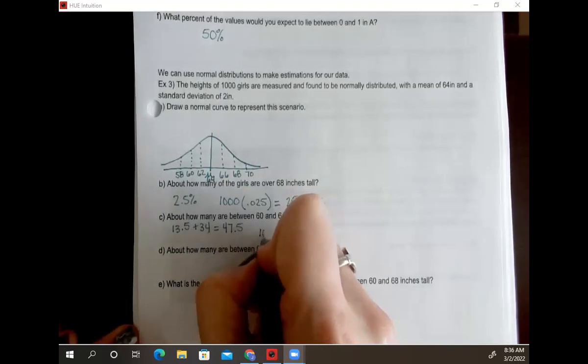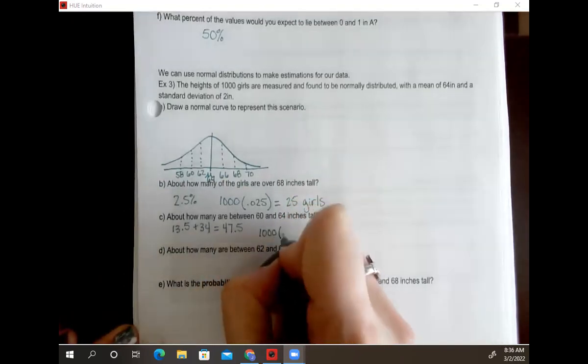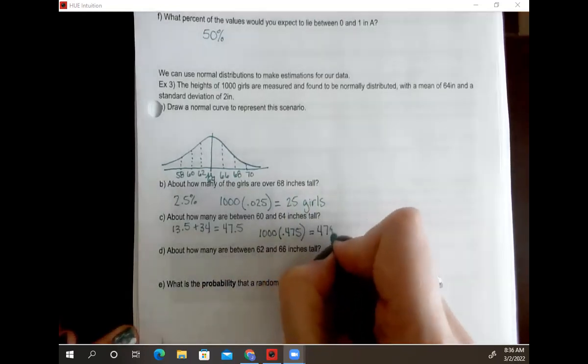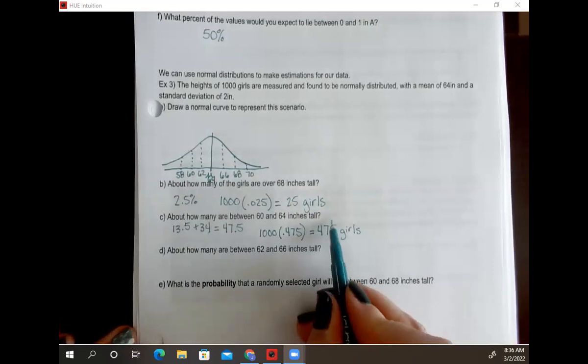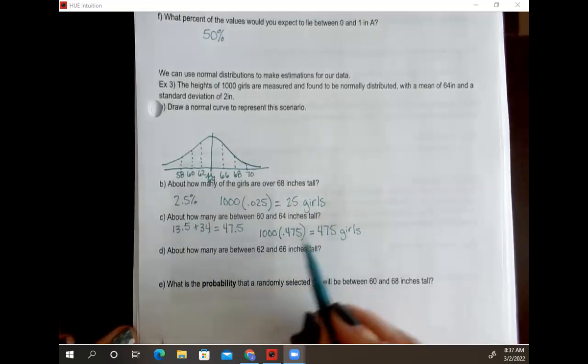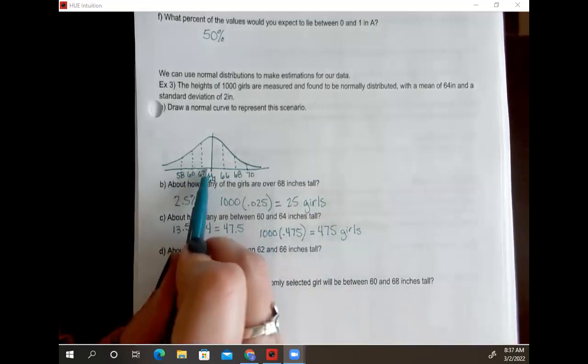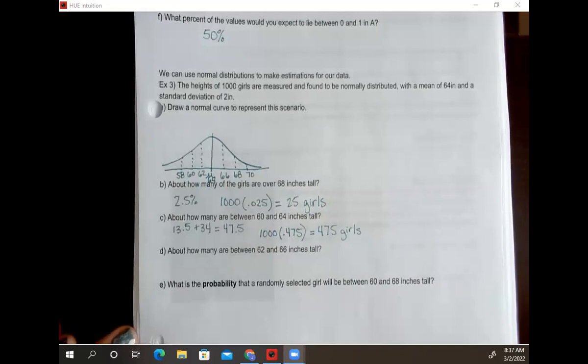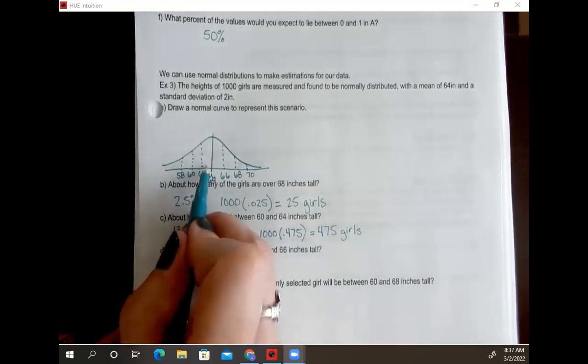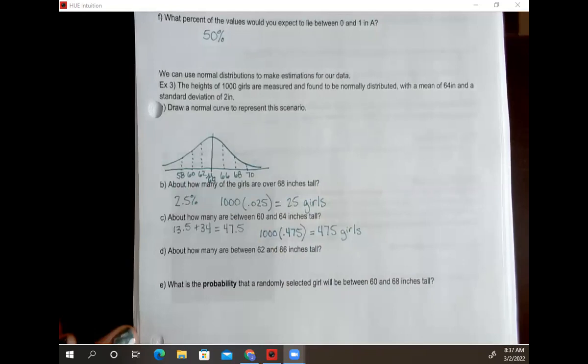So since I know I measured 1,000 girls, I'm going to find 47.5% of 1,000, and that gives me 475 girls that I would expect to be between 60 and 64 inches tall. So almost half of my 1,000 should be 1 to 2 standard deviations below the mean. That should make sense because that's almost the whole bottom half of my curve, almost the whole bottom half of my data.